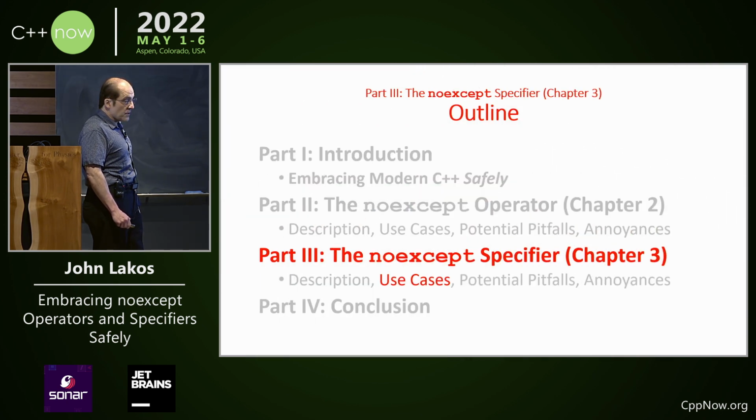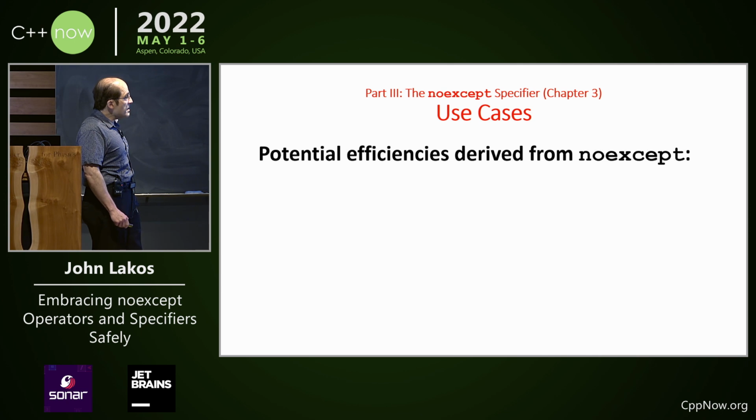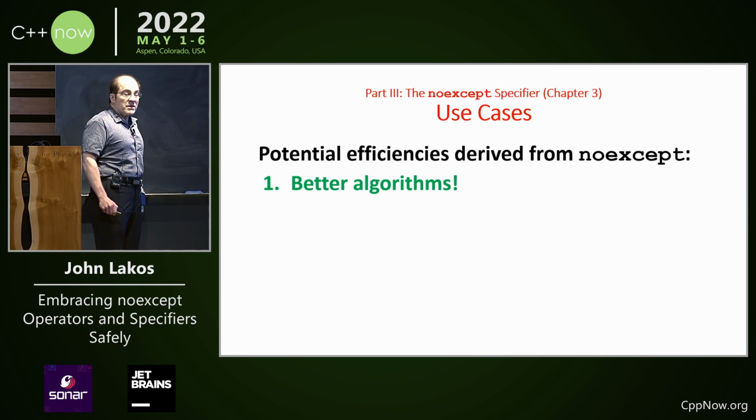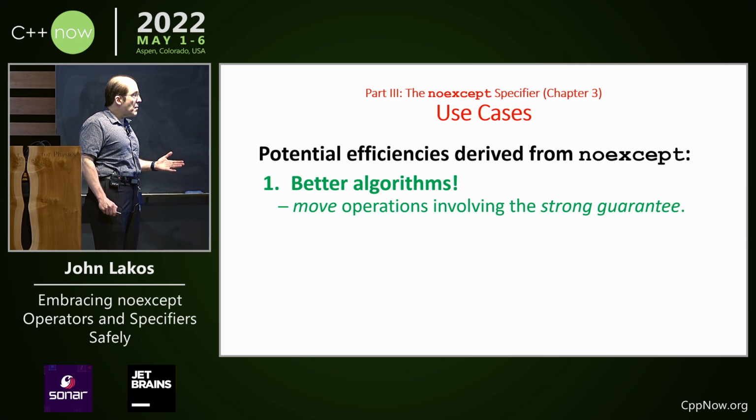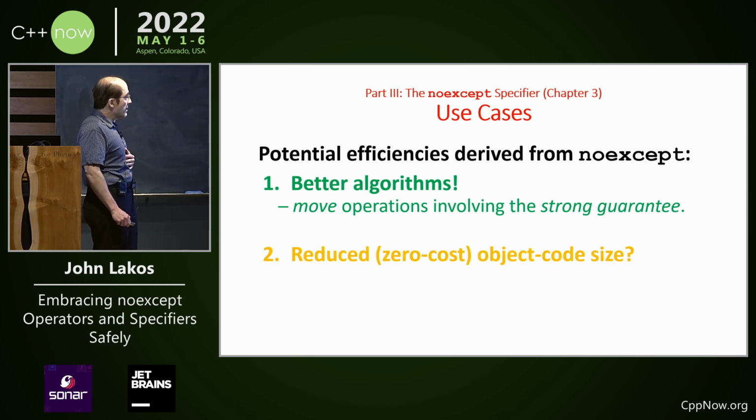All right. Now on to use cases. The use cases really come down to algorithmic improvement. If you can do something algorithmically better, absolutely. More operations involving the strong guarantee, you have to do it for the standard. By all means, let's do that.